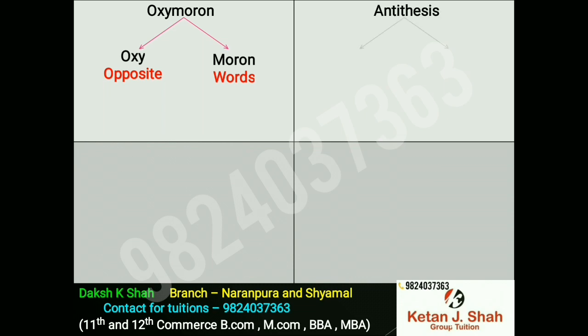Antithesis. Antithesis can be divided into two words, anti and thesis. Anti means opposite and thesis means ideas or thoughts. So it means that opposite ideas or thoughts are given here, like united, divided, then we can say happy, unhappy. So here words are opposite and here ideas are opposite.